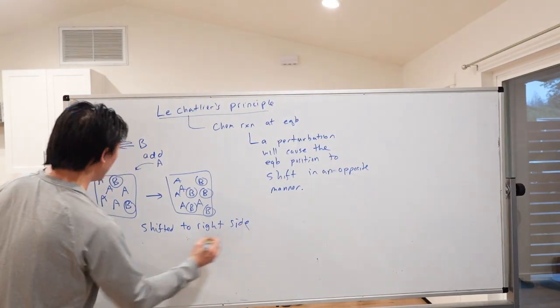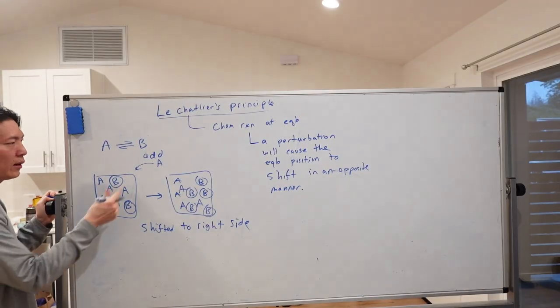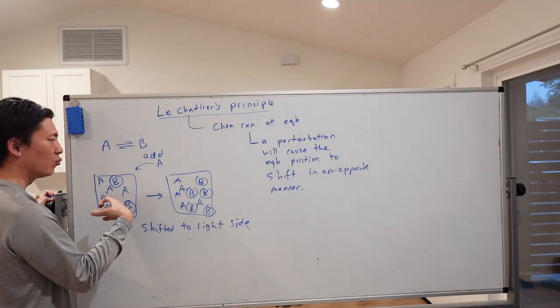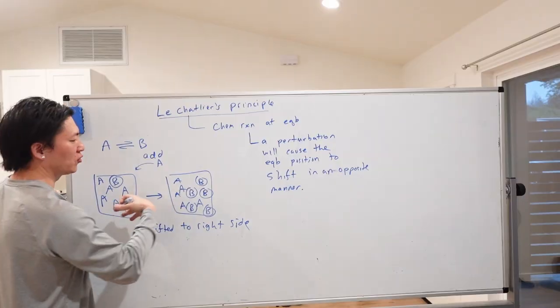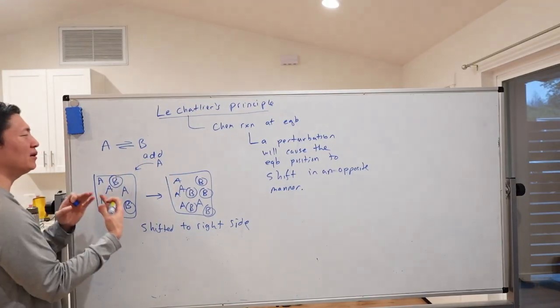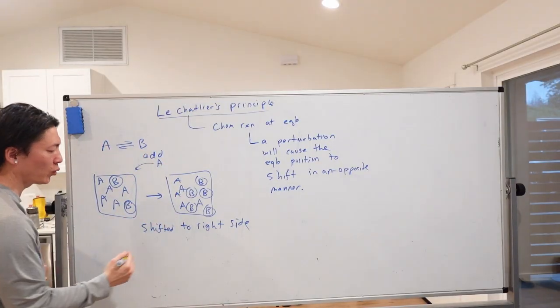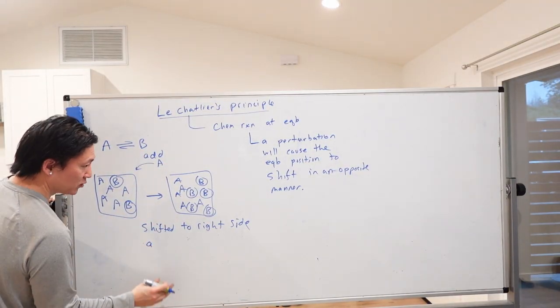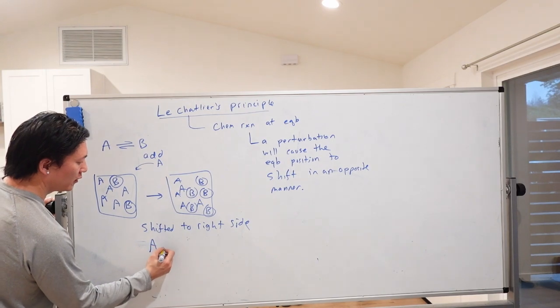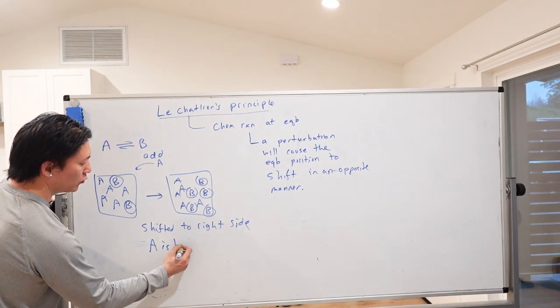Shifted to the right side. Because before there was only 2 B's. Now when I added A, the opposite would be shift to the right. Now when you shift to the right, what does that mean? That means more A's are turning into B's. So A is being removed.